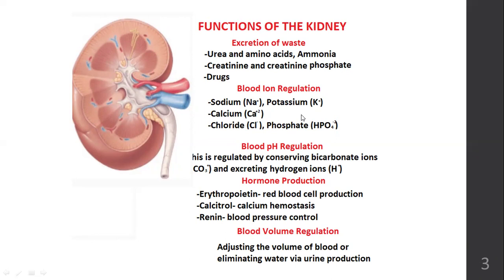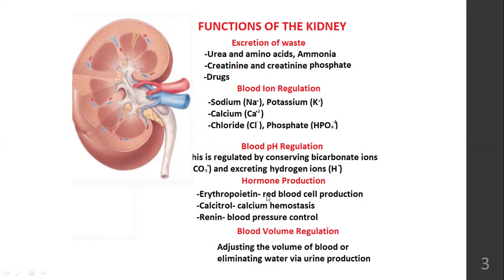pH regulation. Okay, your body should not be too acidic, it should not be too basic as well. Okay, so to keep that pH balance. Hormone production: calcitriol, renin, erythropoietin. Okay, these are the three main hormones produced by kidneys. Erythropoietin's main function is during your red blood cell formation. Calcitriol, okay, is to maintain calcium homeostasis.